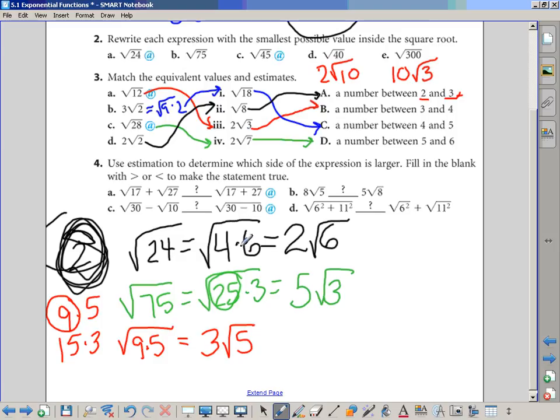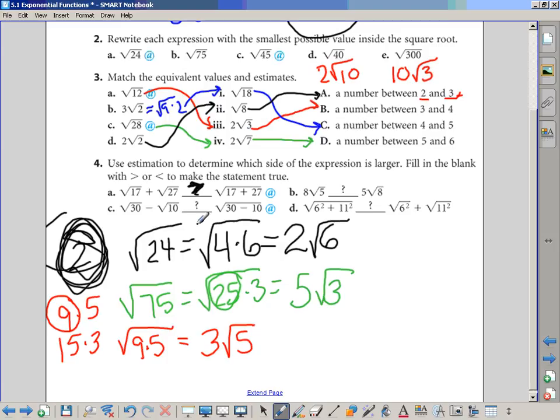Finally, we have the greater than and less than signs. Just going to go through the answers here. We have greater than for A. The square root of 17 plus the square root of 27 is greater than the square root of 17 plus 27. If you do these individually, you're going to get a larger number than what you would get if you square root their sum.